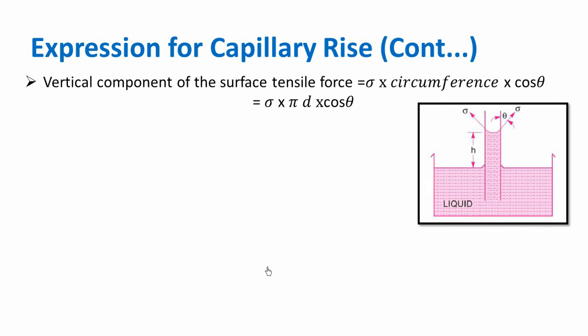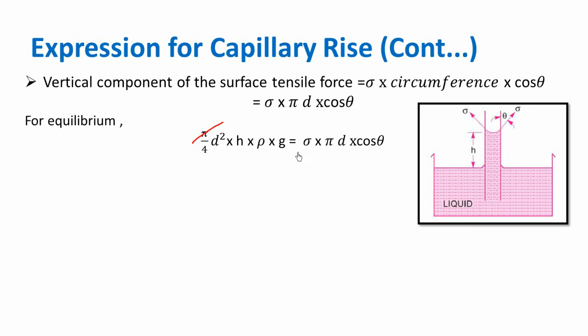Similarly, the vertical component of the surface tension force is sigma into circumference, which we have already seen, pi d, into cos theta: sigma cos theta into pi d. This is the vertical component force acting on the glass tube. At equilibrium, the forces acting in the downward and upward directions are equal. So substituting, pi by 4 d square into h into rho into g equals sigma pi d into cos theta. So we cancel out.